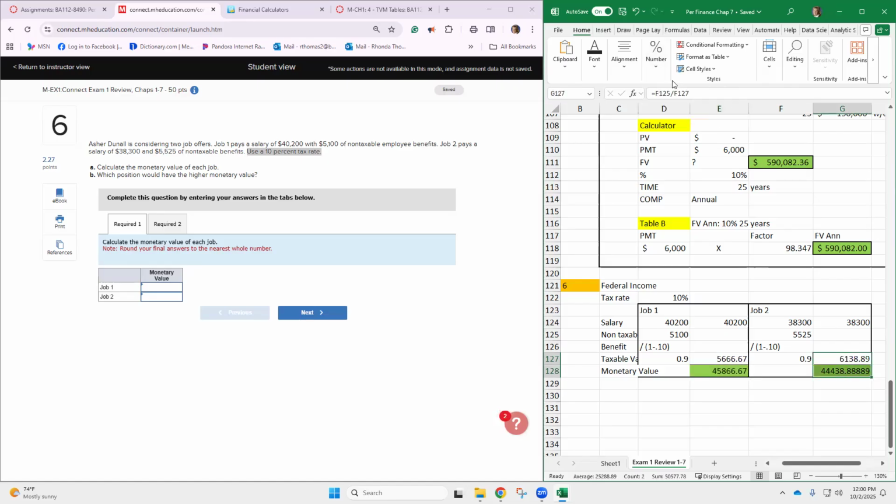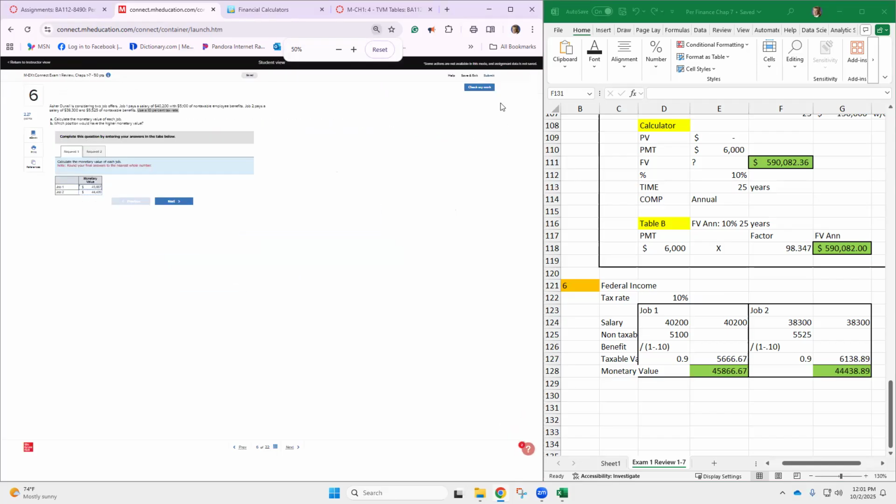And then you figure out which job seems to be the better option. I guess the only criteria is money. Okay, the only criteria in this one is money. All right, so it looks that maybe both jobs are in the same city, whatever. All right, let's put the numbers down. So my job 1 is $45,866.67. Job 2, $44,438.89. Let me see if I'm anywhere in the ballpark of what I'm supposed to be doing.